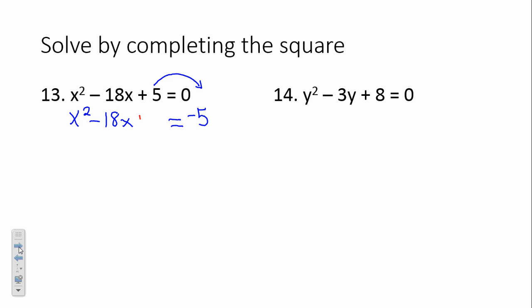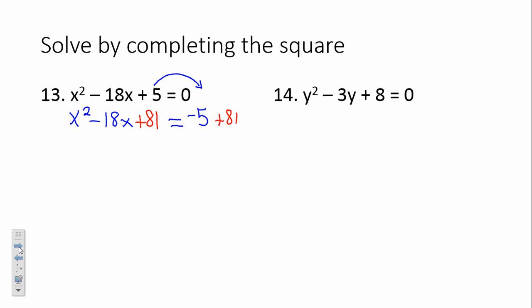Now, here's the thing. If I add 81 to the left side of my equation to make it a perfect square trinomial on the left, what do I have to do to balance the equation out? Dawson says add it to the other side. Does everybody agree? Anytime we do something to one side, we have to do it to the other to make it balanced, to make it the same.